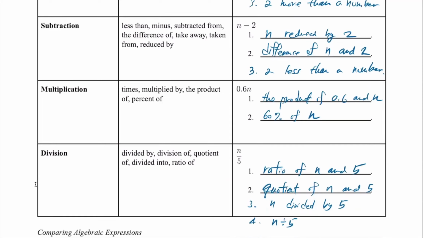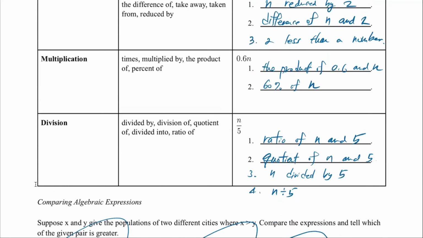All right. So I put some variations of division. It'd be ratio of n and 5, quotient of n and 5, n divided by 5, or when you say divided by, simply use the symbol as well.